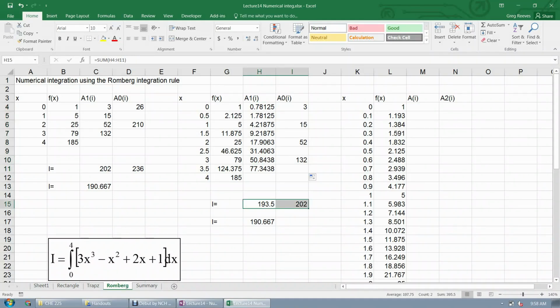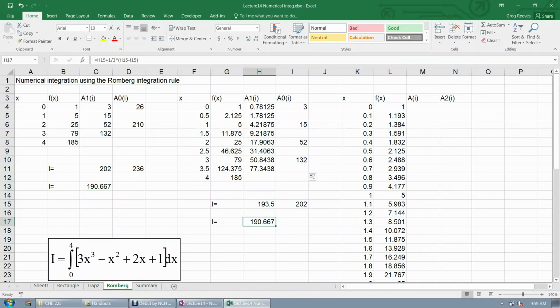At any rate, so we have 4 subintervals for A0 and 8 for A1, and we combine them in just the right way using Romberg integration, and we get 190.667. In other words, when we double the number of points to use in the Romberg integration estimate, we get the exact same estimate up to 3 decimal places as we did when we had only 4 subintervals.